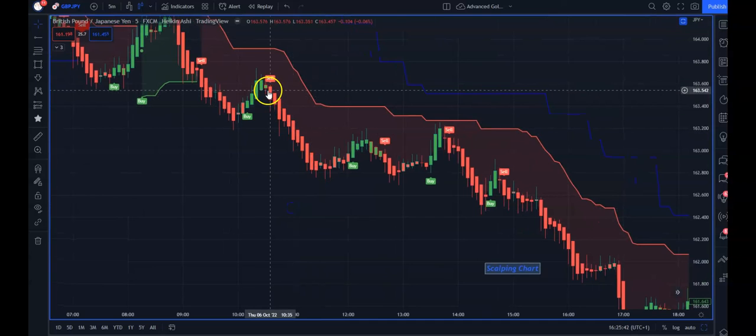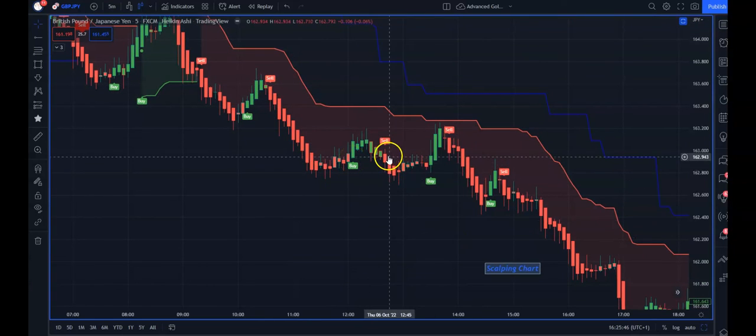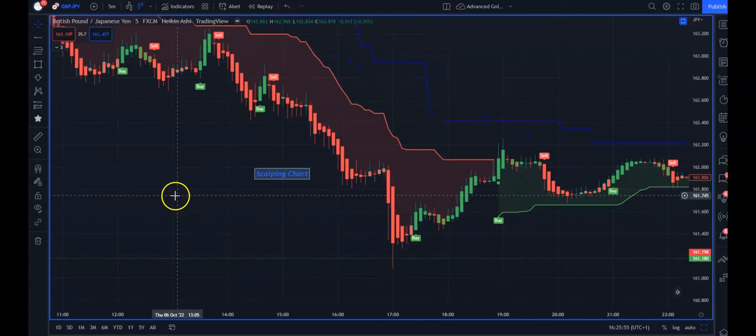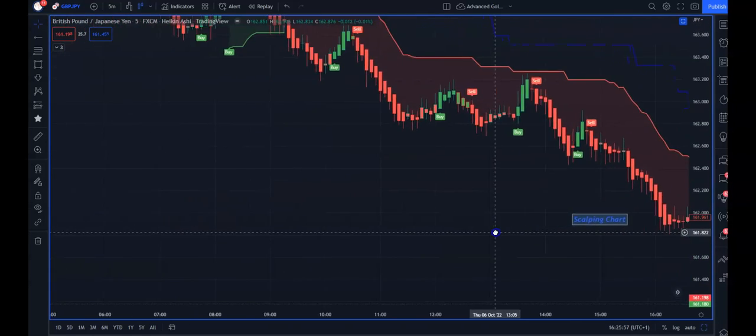But if you want to be a scalper, you can just sell it, close it, sell it, close it, sell it, close it, sell it, and close it. So a fantastic way of using the Advanced Pro Charts.